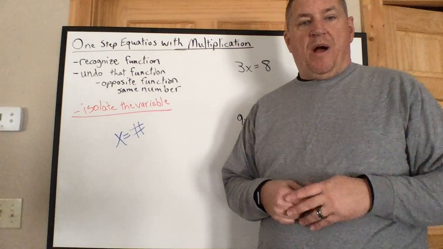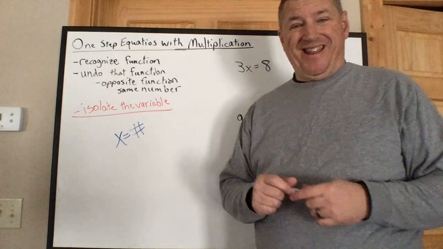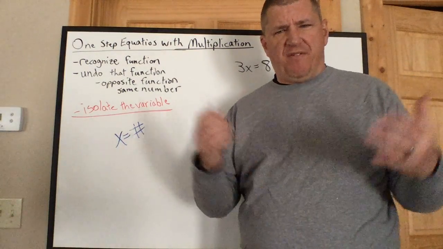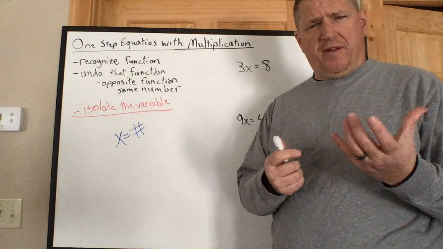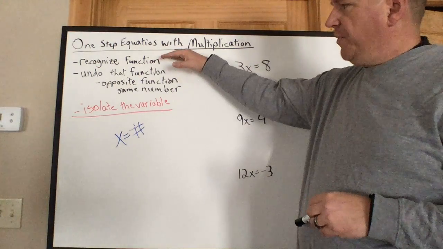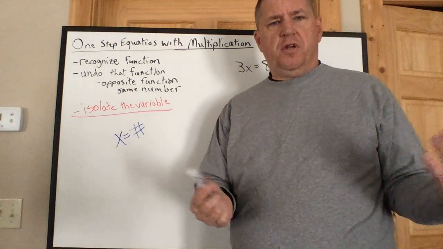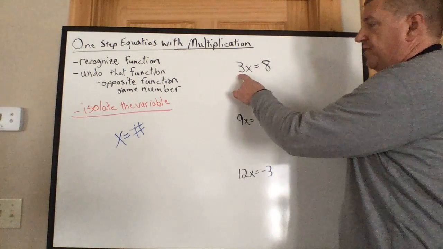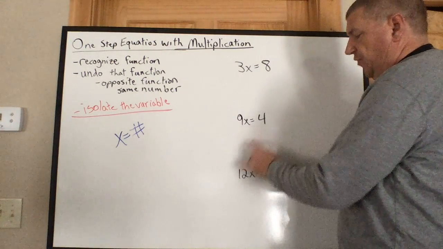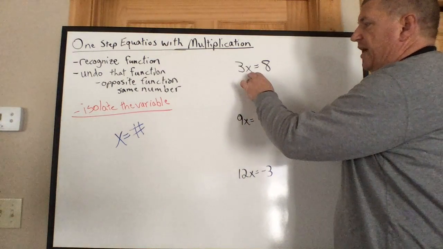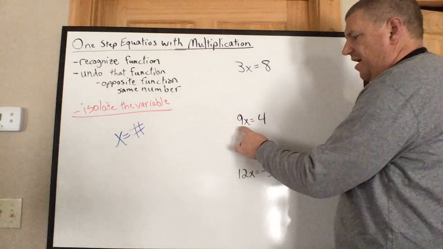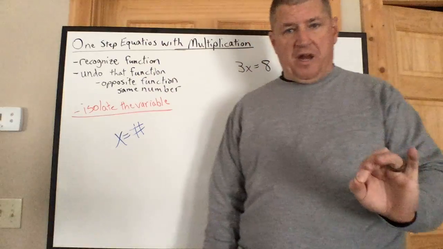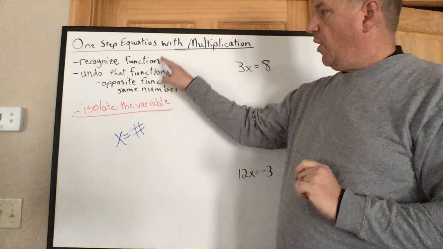In this video, we're going to talk about one-step equations that have multiplication in them, okay? As we look at our equations, in solving an equation, we have a few steps that we have to go through and a goal that we eventually want to get ourselves to. First thing we have to do is recognize what function or functions are present in the current equation. In each of these equations, you will notice that's 3x equals 8, 9x equals 4, and 12x equals negative 3. So 3x, that's 3 times x, 9x, that's 9 times x, and 12x is 12 times x. So we recognize that multiplication is the function that is involved in each of these particular problems. So I recognize the function.